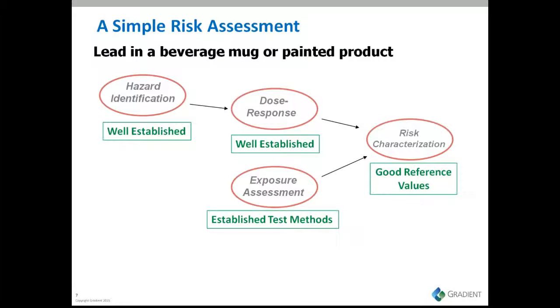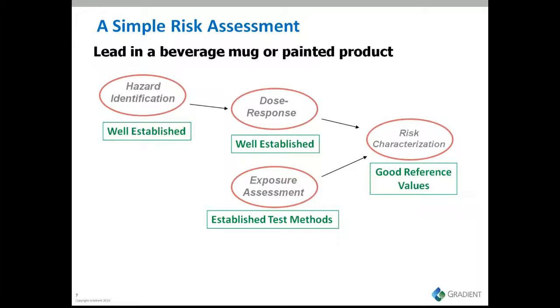So I wanted to give 2 examples here because obviously risk assessment can really vary in the level of detail and the amount of effort that's required to carry it out. A very simple type of risk assessment would be something looking at lead in a beverage mug or maybe a product that has been incorrectly painted with lead-based paint.